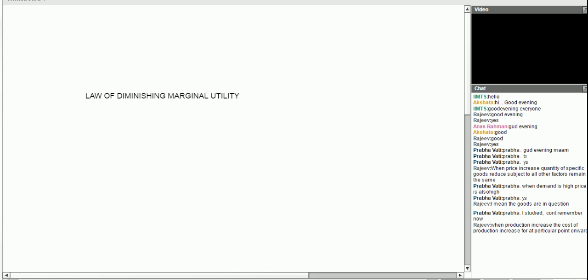Today we are discussing the law of diminishing marginal utility. I was just asking the students whether anyone has any idea about it. So the new people who have entered right now, can you tell what this law of diminishing marginal utility is? Anyone?